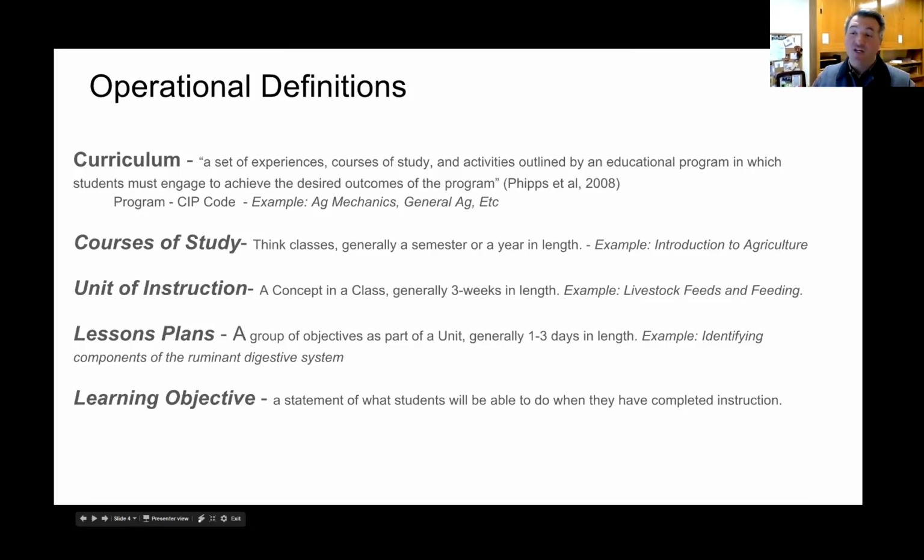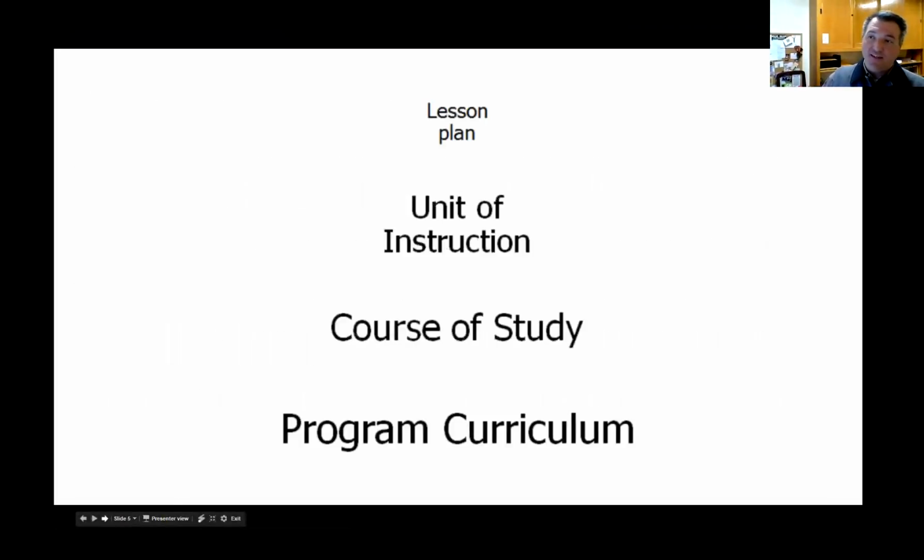And finally, the learning objective, a statement of what the students will be able to do when they've completed the instruction. And so I'm a visual learner. Maybe it helps you to see that pyramid, right? I didn't even put objectives at the top. But program, curriculum, course of study, unit of instruction, lesson plan.